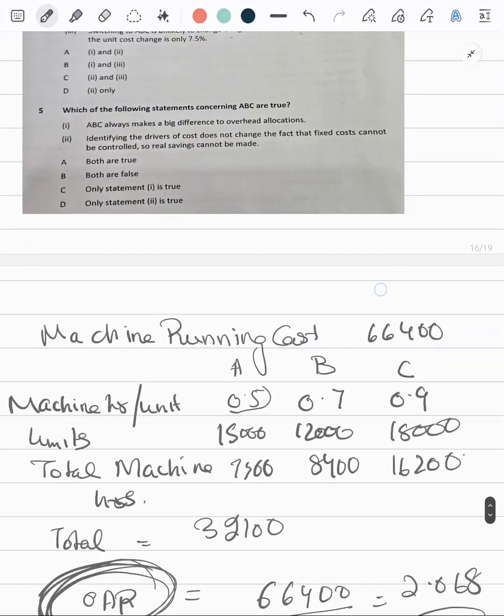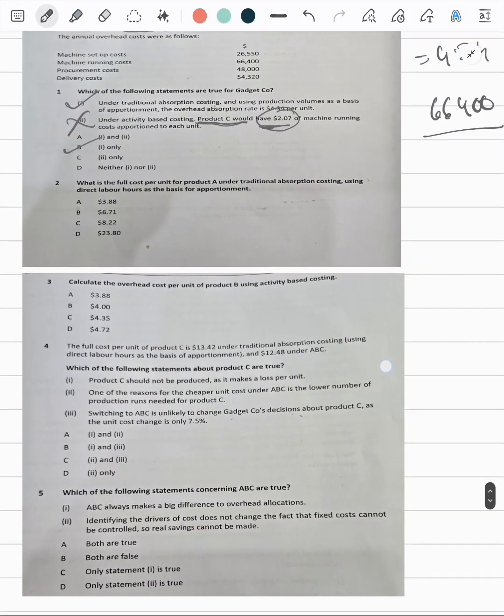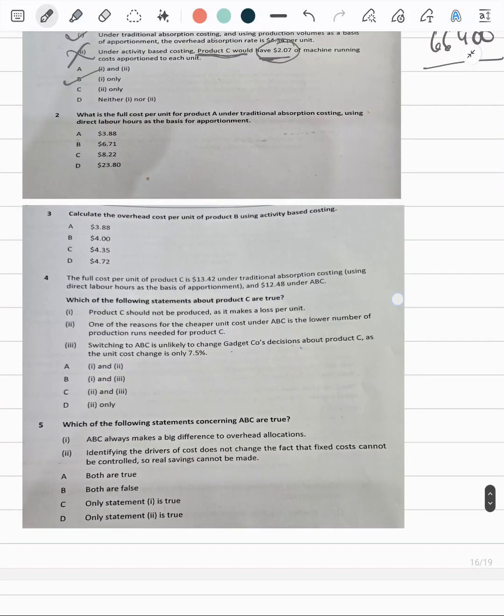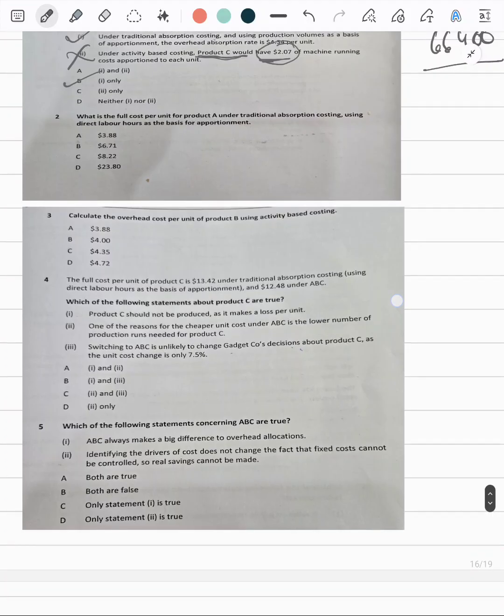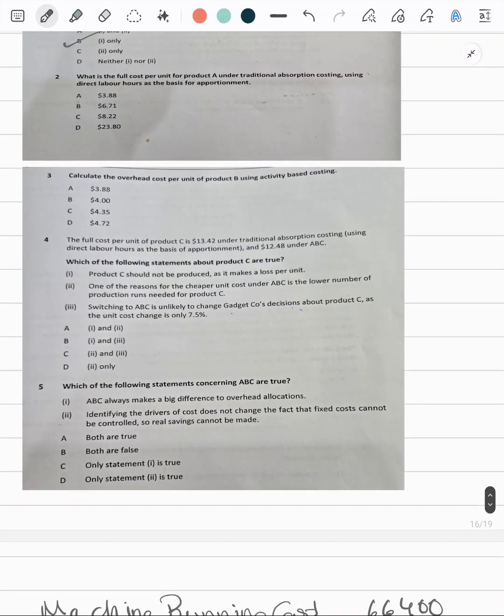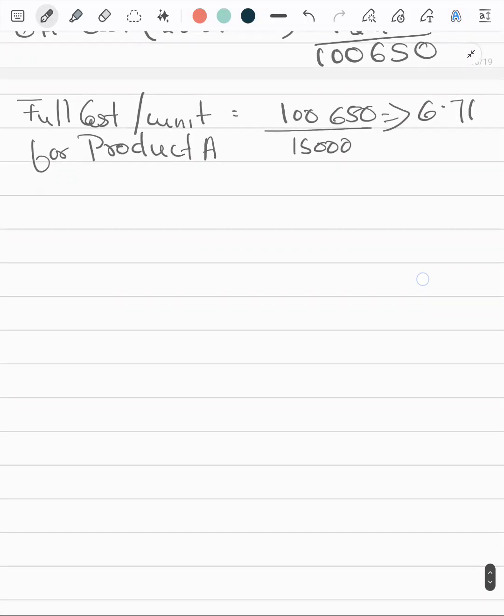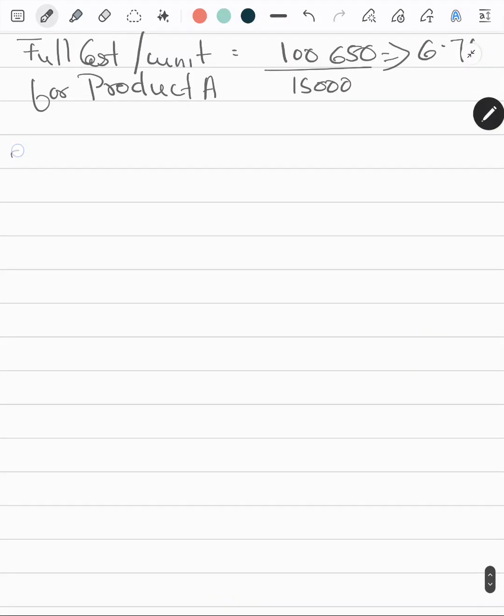So we are done with the second part as well. Which part we have done with? We are done with the second part. Now it is asking to calculate the overhead cost per unit for product B using activity based costing. We just have to calculate the overhead cost. Third part, overhead cost based on ABC costing method.